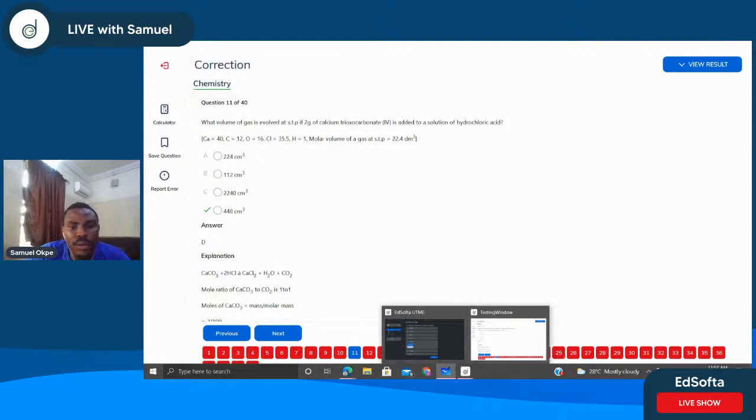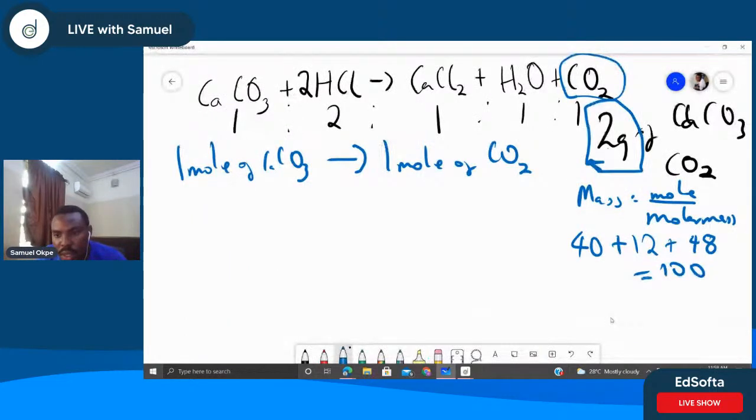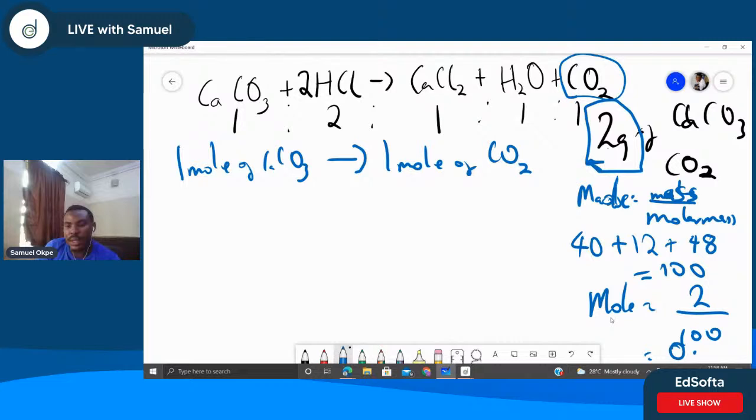So what we can now do is this. Sorry, I said mass is equal to mole over molar mass. Mole is equal to mass over molar mass. So the mole will now be 2 grams, which is the mass, all over 100, which is 0.02. We have the mole. So we know that 0.02 mole of CaCO3 is going to give us the same amount of mole because it's 1 to 1.